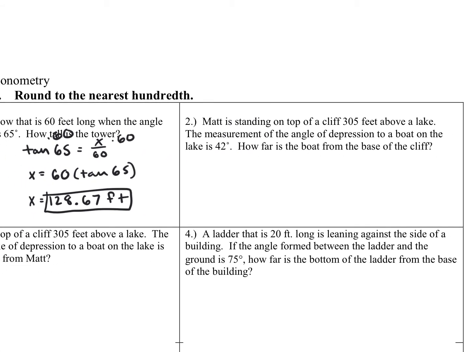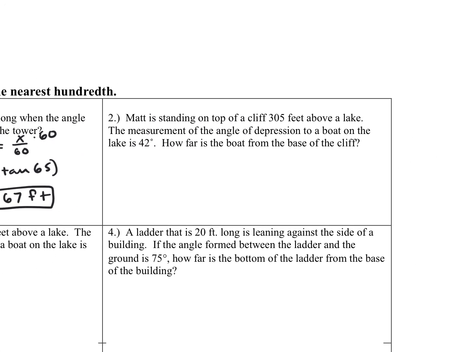All right, so let's take a look at number 2. Matt is standing on top of a cliff 350 feet above a lake. So we have a lake and we have a cliff. Cliff is 305 feet above the lake. The measurement of the angle of depression to a boat on the lake is 42 degrees. How far is the boat from the base of the cliff? So our boat's going to be out here. And then we have an angle of depression here.